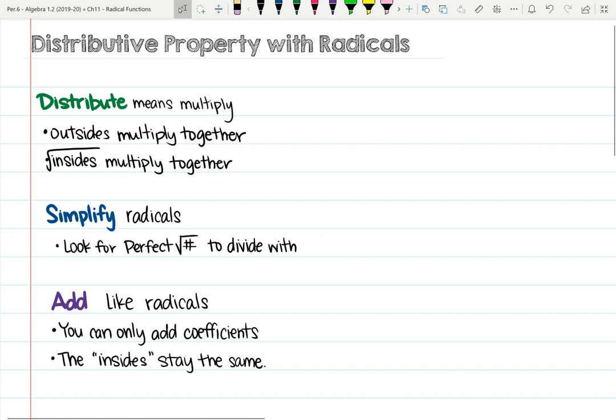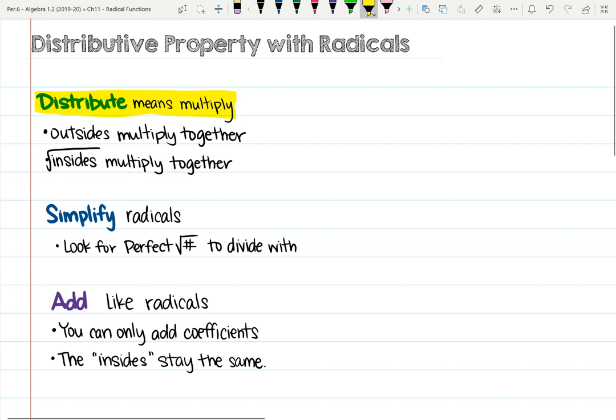Let's take a look at what we have. I decided to break this down into 3 easy steps for you guys, and I wrote it down here in front of you. So the first step, as you guys can see, is just to distribute. Step 1. And distribute means to multiply, right? How do we multiply? Remember, we multiply the outside numbers together, and we multiply the inside numbers together. So outsides with outsides, insides with insides, I like to say.